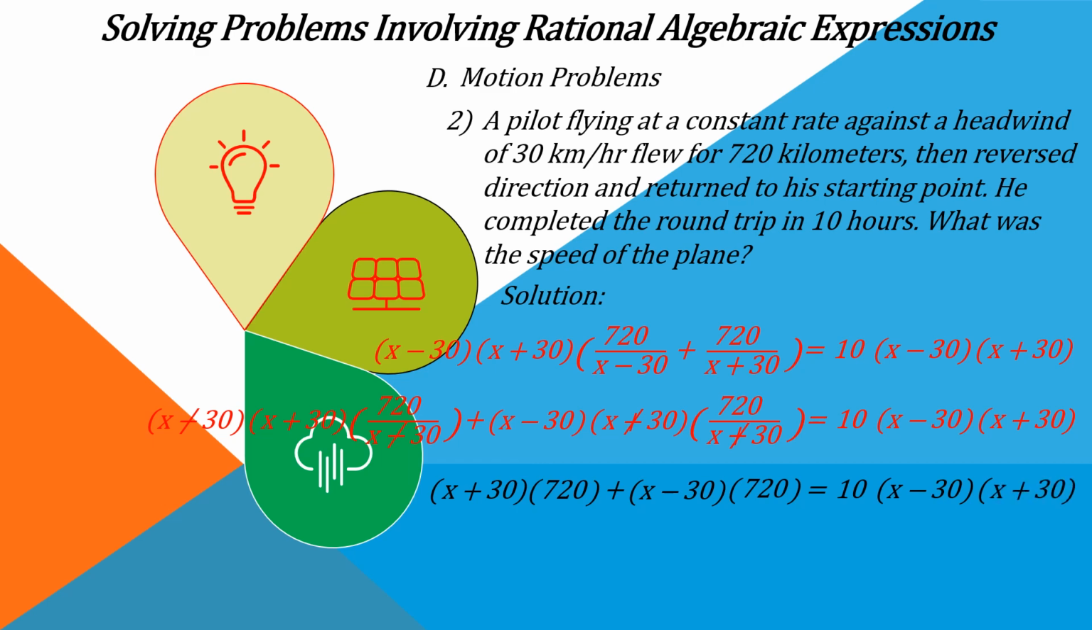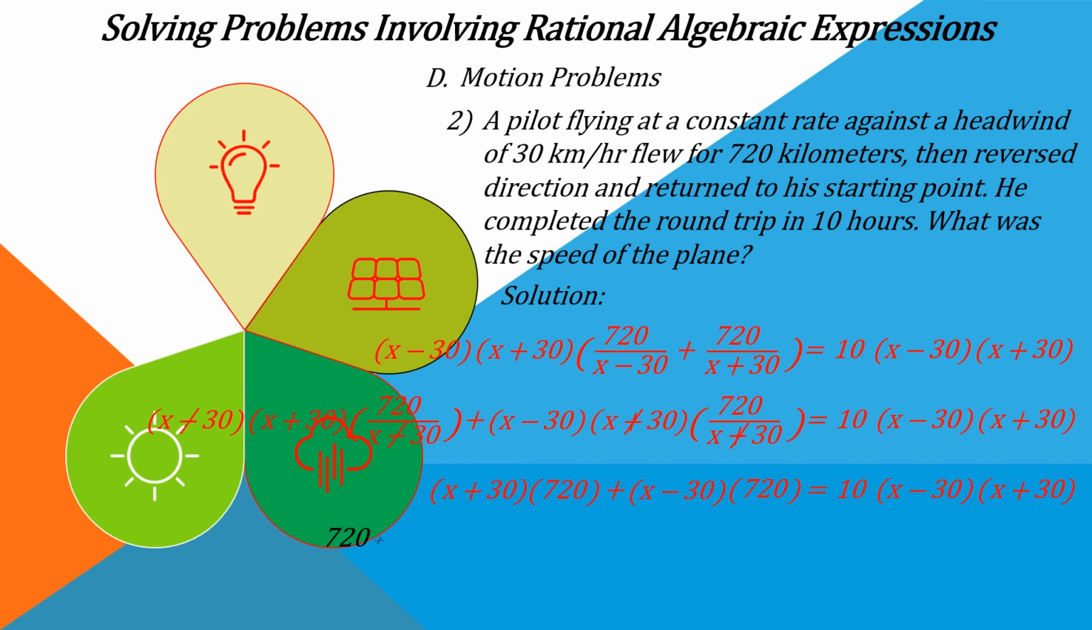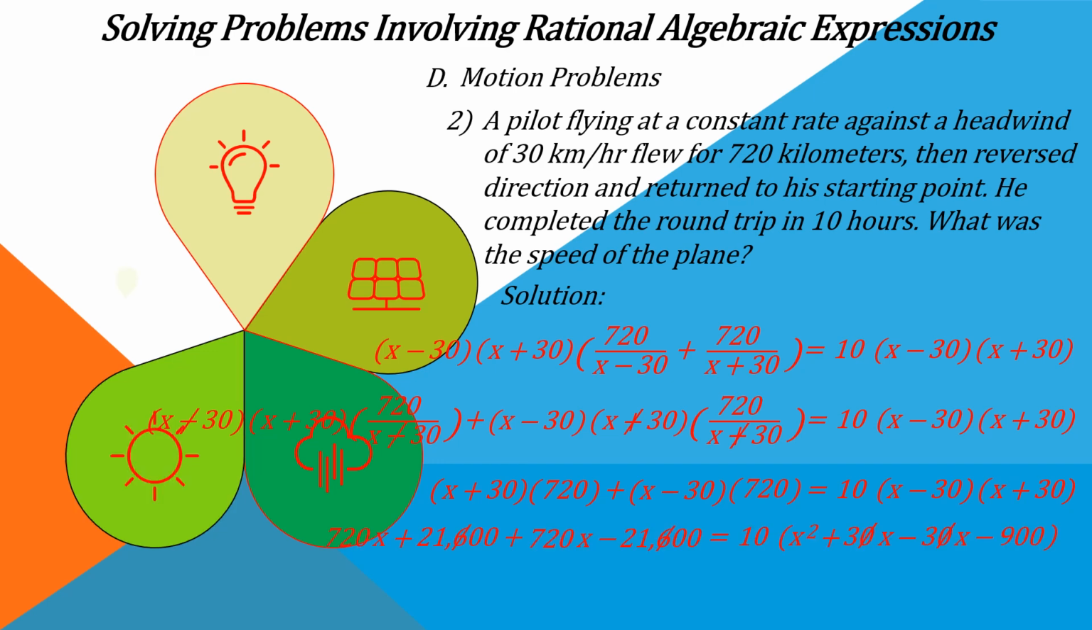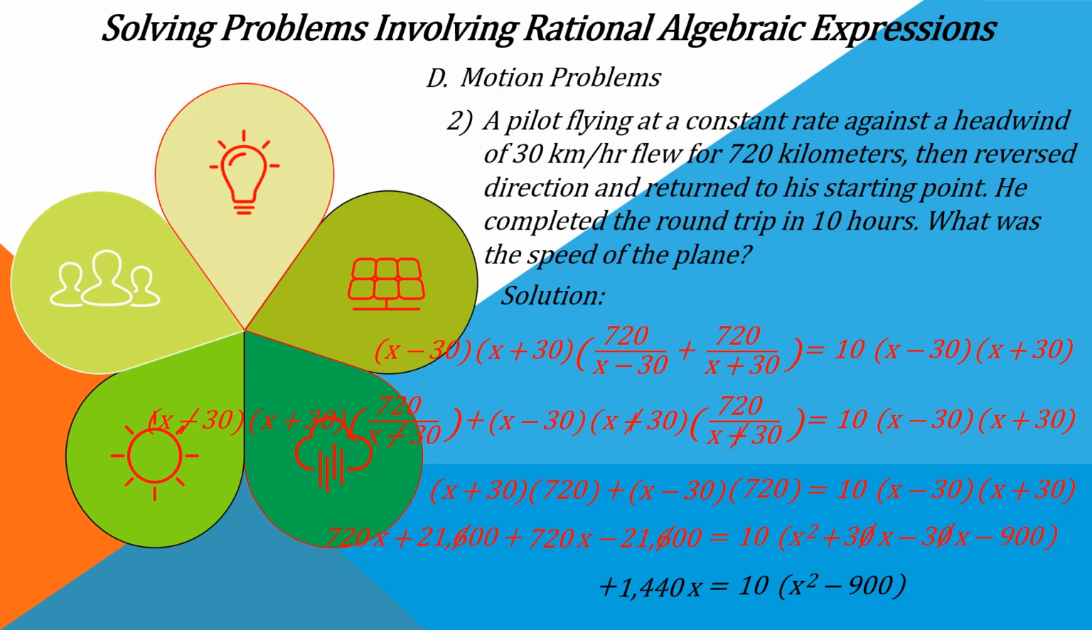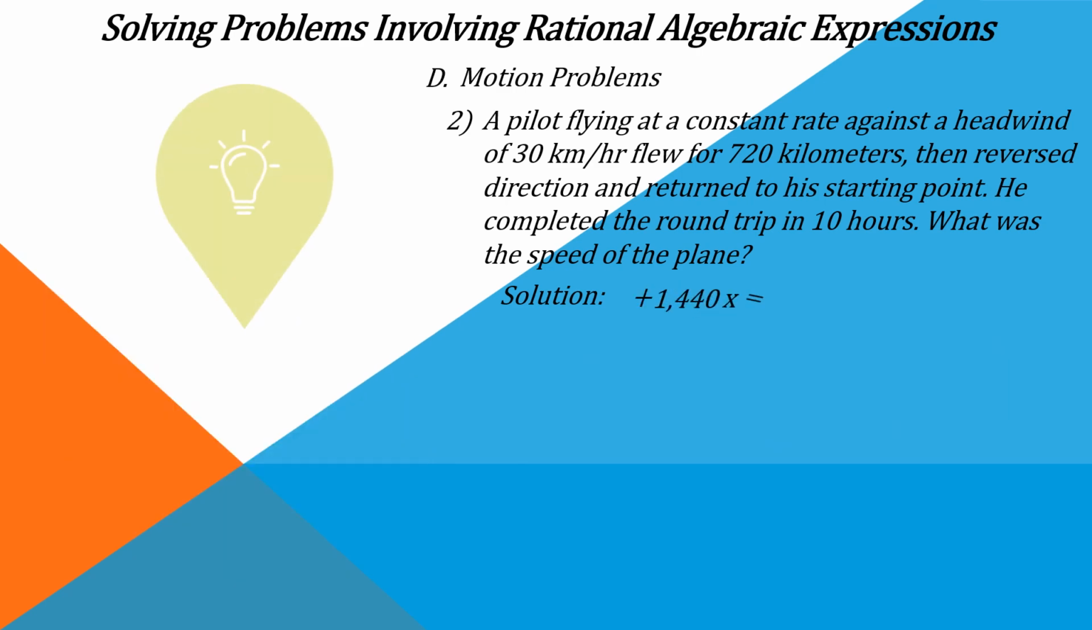Simplifying the equation, we have 720x plus 21,600 plus 720x minus 21,600 is equal to 10 multiplied by x squared plus 30x minus 30x minus 900. Or simplifying further, we have 1440x is equal to 10 multiplied by x squared minus 900. Let us first rewrite the equation. 1440x is equal to 10 multiplied by x squared minus 900.